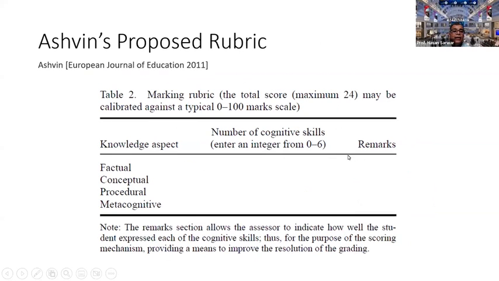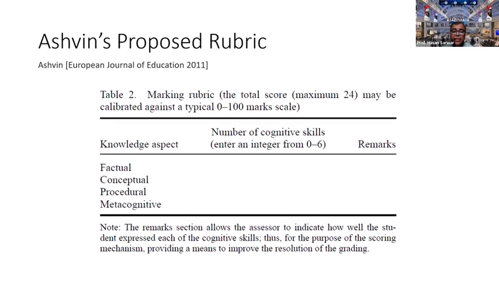And this is the rubric Ashvin has proposed. Here you can see that this is a marking rubric. The total score is 24. From the knowledge aspect, from factual, anyone can get from 0 to 6. From conceptual, anyone can get from 0 to 6. Procedural can get 0 to 6. Metacognitive can get 0 to 6. And there is a remarks section where the assessor can write down the purpose of scoring and any comments one has to make here.